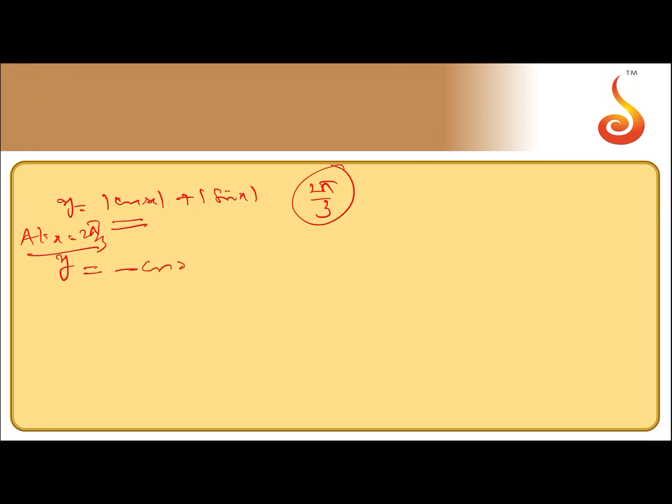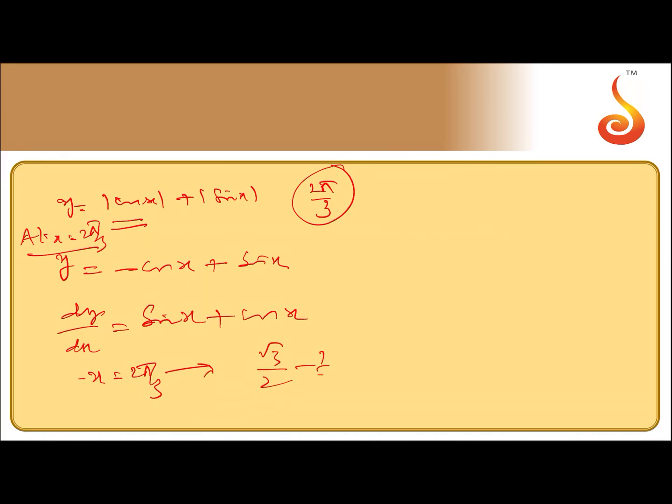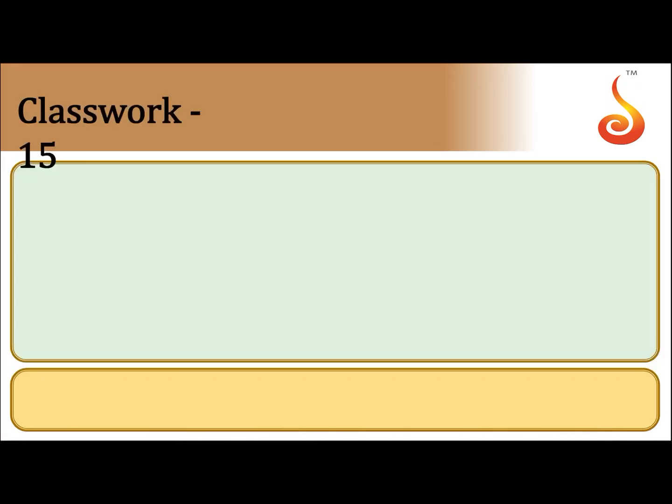So y is equal to minus cos x plus sin x, and the derivative of this is dy by dx equals plus sin x, because the derivative of minus cos x is plus sin x, plus cos x. And therefore, at x equals 2 pi by 3, when I substitute, sin 2 pi by 3 is root 3 by 2 and cos is minus 1 by 2. So the answer is equal to (root 3 minus 1) by 2.